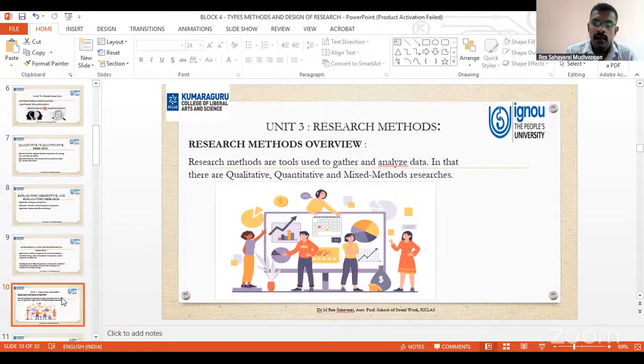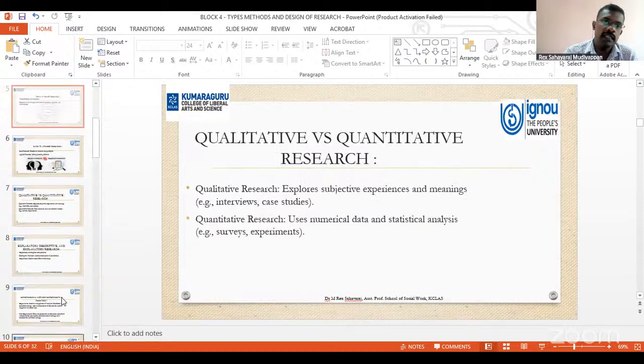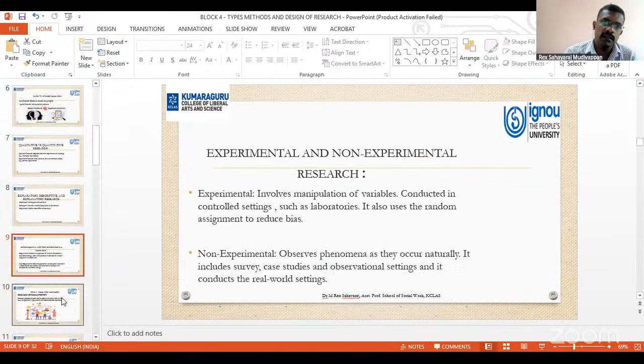And these are the various methods of research. Any doubt in it?